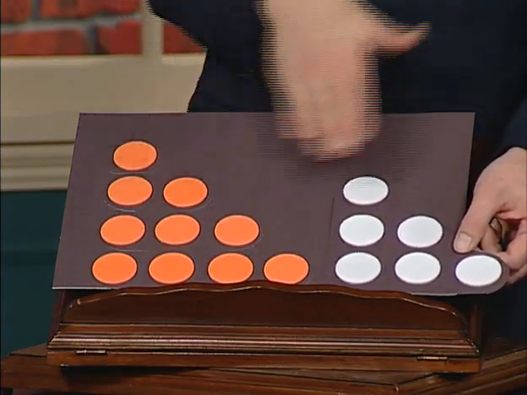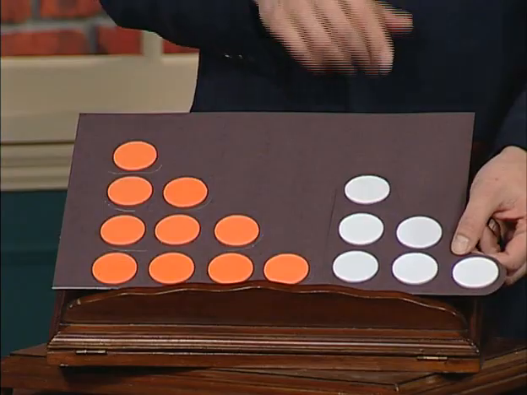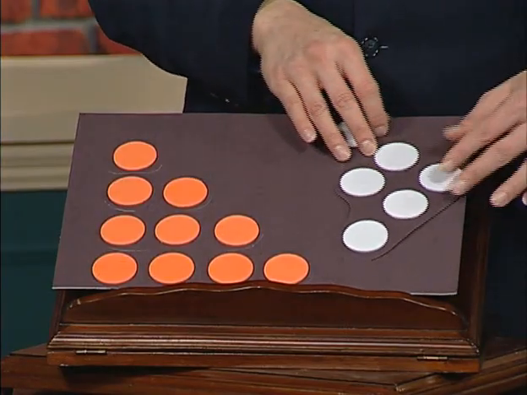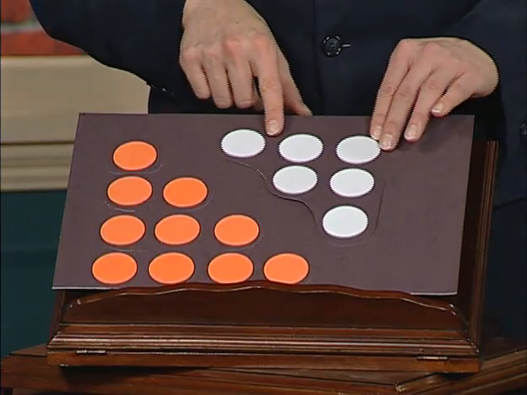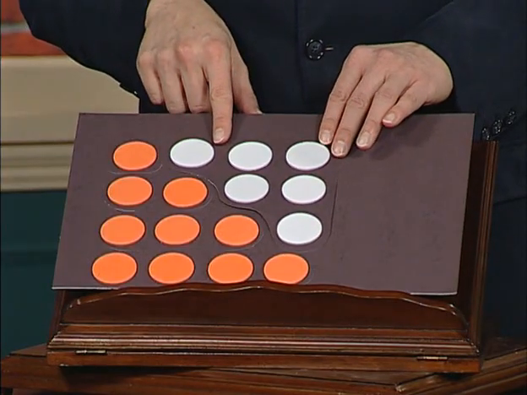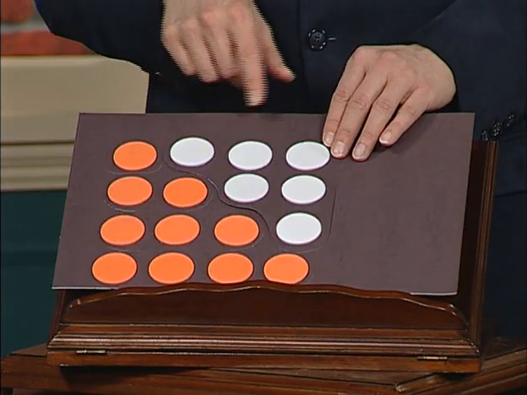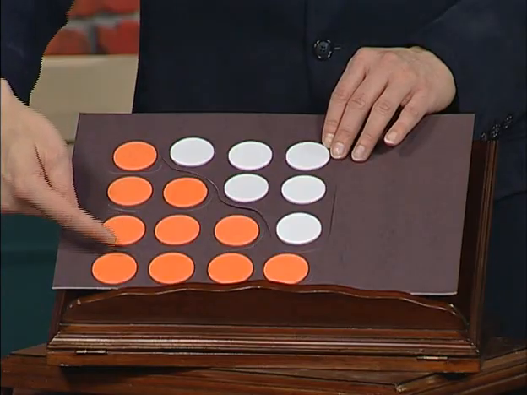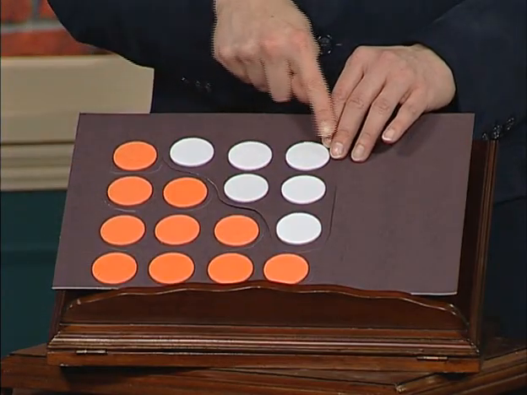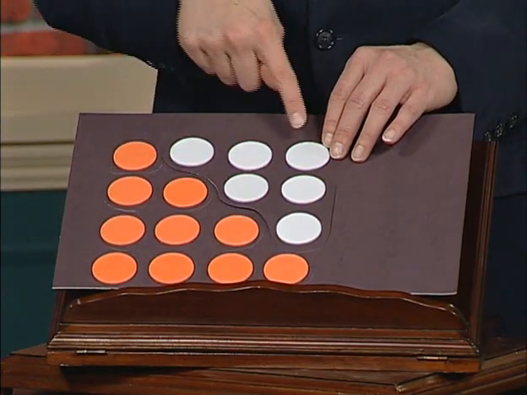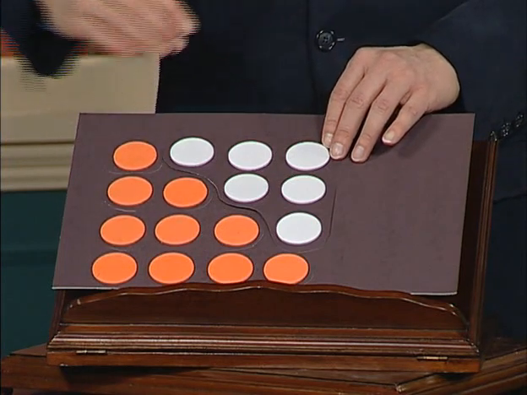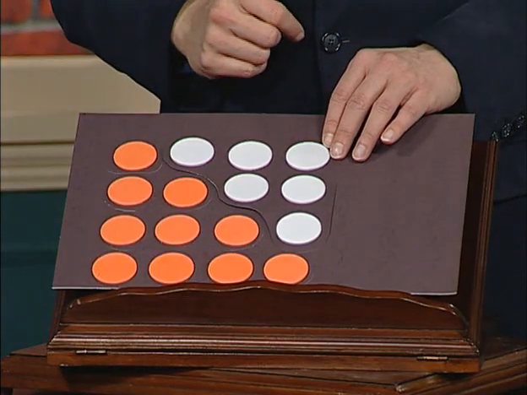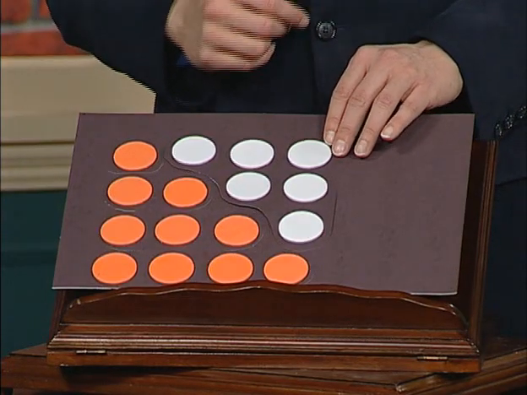Well, doing that like this doesn't seem to really reveal anything. But watch the magic when I turn this around and fit it in place. Isn't that amazing? Like magic, we form a perfect square. It's a 1, 2, 3, 4 by 1, 2, 3, 4. It's a 4 by 4 square. So the number of dots in the sum of the orange plus the white is a perfect square number. In this case, 16. Really, really neat.